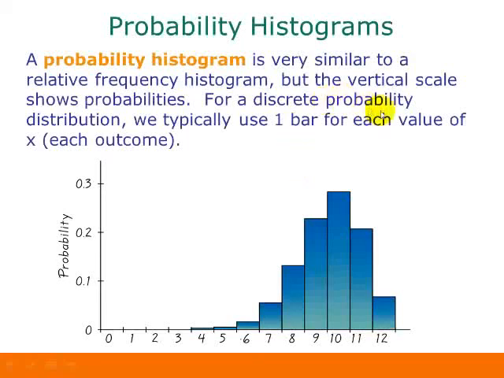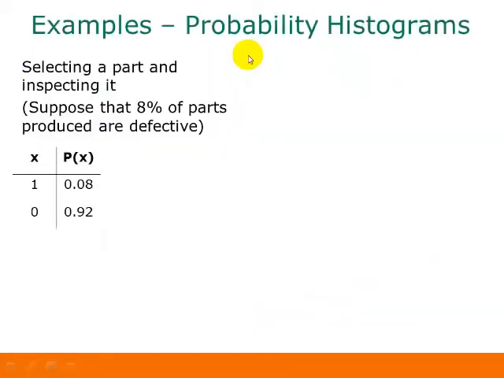And a probability histogram is just like a relative frequency histogram. The only difference is that the vertical scale shows probabilities instead of relative frequencies, but they're basically the same thing. So for a discrete probability distribution, we usually use 1 bar for each value of x, or 1 bar for each outcome. Let's look at probability histograms for some of the experiments we've already talked about.